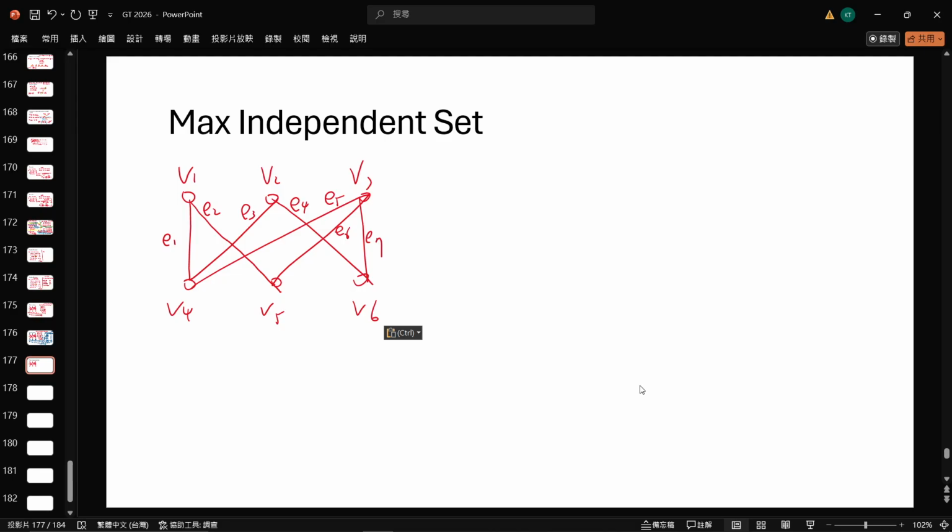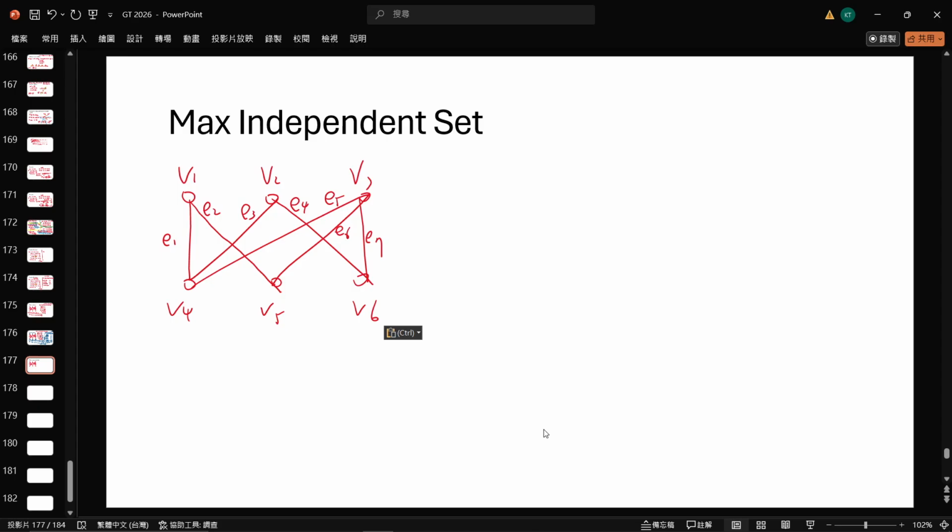Okay, so back to maximum independent set, okay? Whenever you want to model a problem as an integer linear program, first you have to create the variables, okay? And usually the variables are the easiest part. So normally it would be a binary variable indicating whether it's chosen or not, okay?